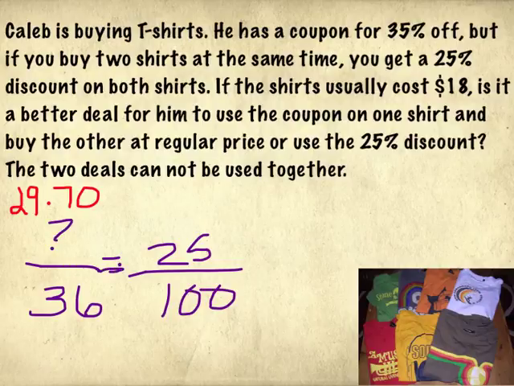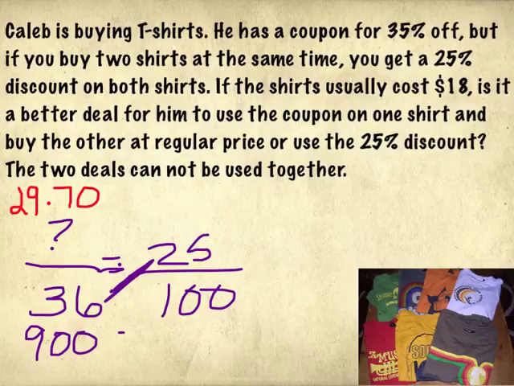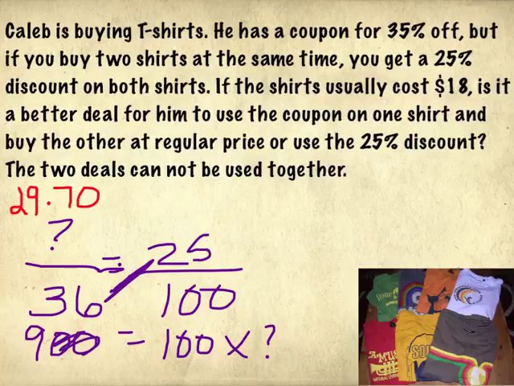So again, I'm going to use my calculator to cross multiply. I'm going to do 36 times 25, which gives me 900. 900 equals 100 times question mark. I know that 900 divided by 100, I'm just going to take out the zeros, so it's going to be 9. So he'll get a $9 discount if he does that.